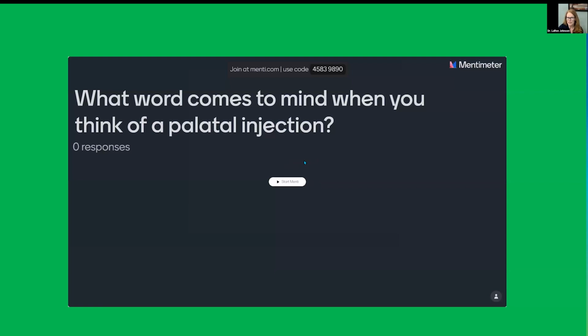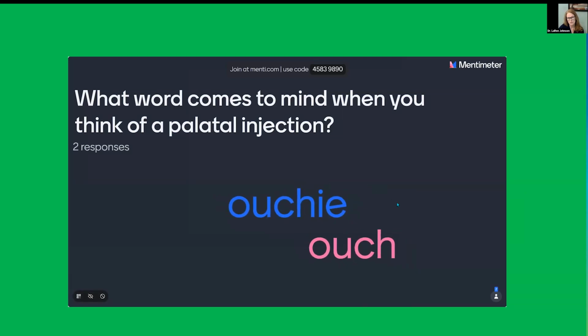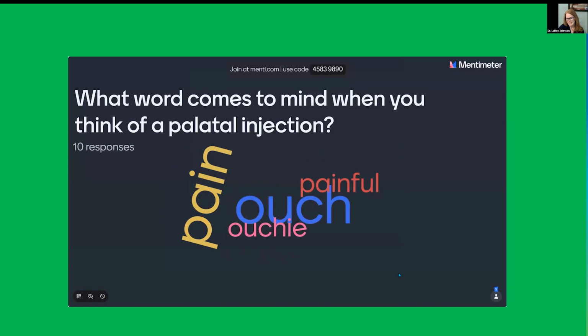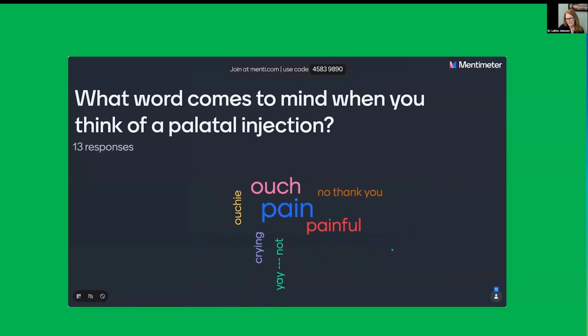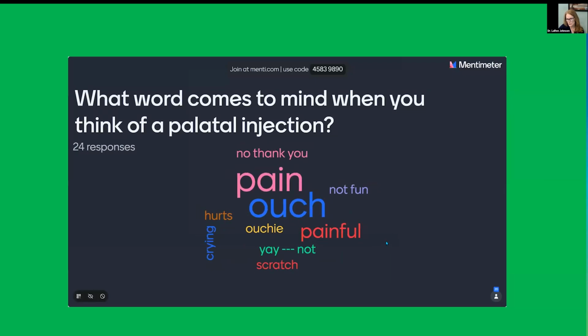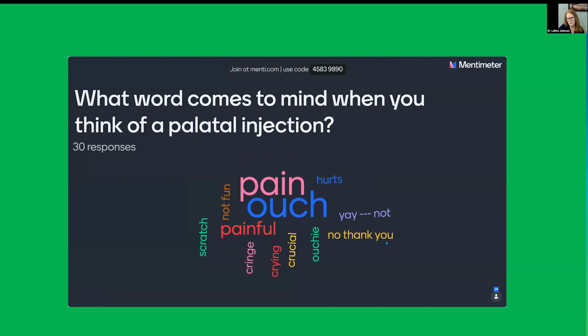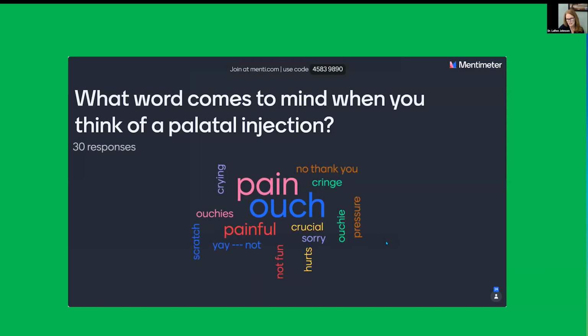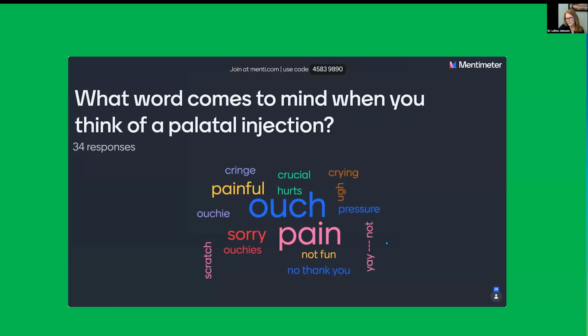What word comes to mind when you think of a palatal injection? Whether you're thinking about yourself getting it, giving it to someone else, how it feels sometimes when maybe you see that quick blanching and maybe appreciate the separation of that tissue from the palatal bone. Yeah, that's no fun. It's probably just about the worst thing that we do to people, only second to the max anterior, all these things.